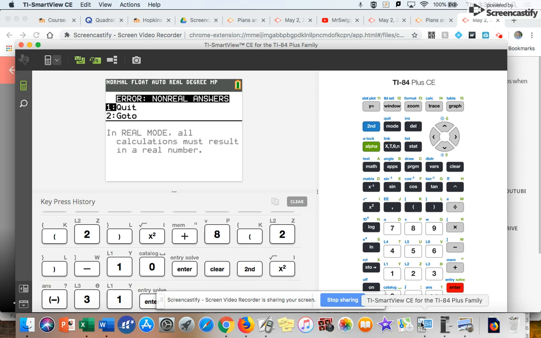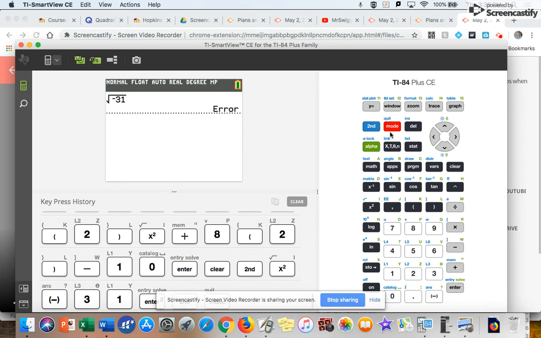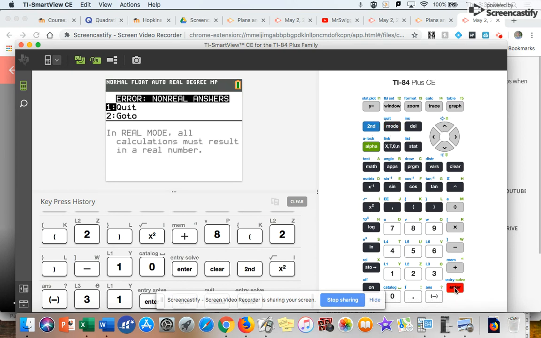Okay, so we ran out of time again, so let me pick up where we left off here. I was typing in the square root of negative 31, and I get that result. I get error, non-real answers.